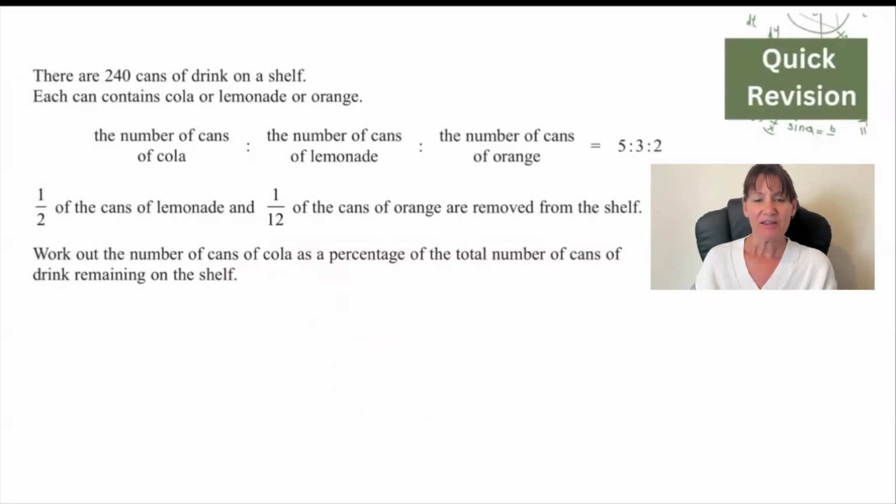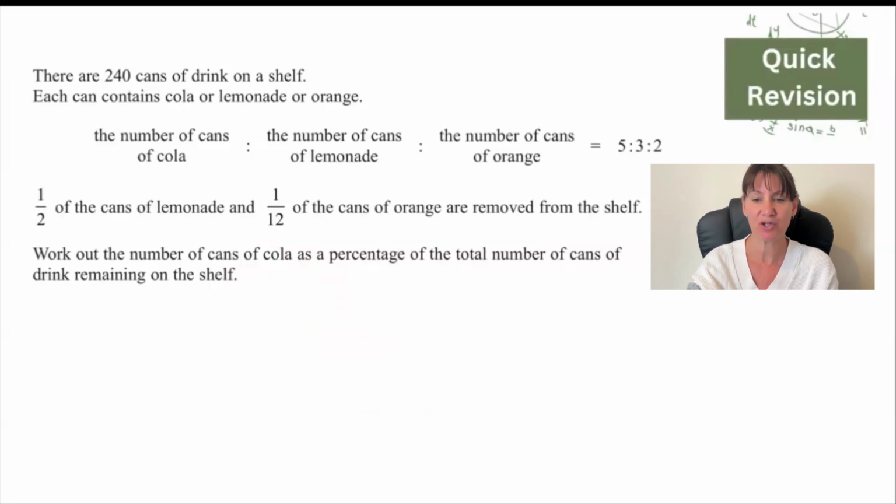Okay, so this is all about cola, lemonade, and orange cans on a shelf. And they've given us the ratio of cola to lemonade to orange. They've also given us the total number that are sat on the shelf. Then a half of the cans of lemonade and a 12th of the cans of oranges are removed. So really try and get that context because it will help you solve it. The first thing we're going to need to know, however, is the total number of cans of each type that we have on the shelf.